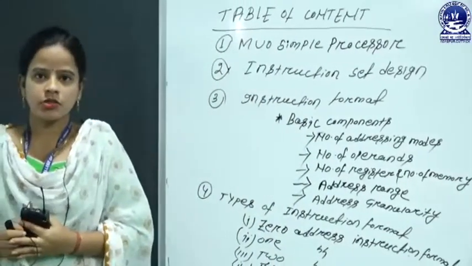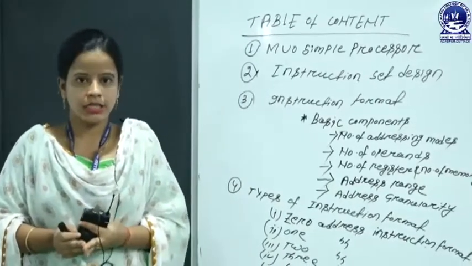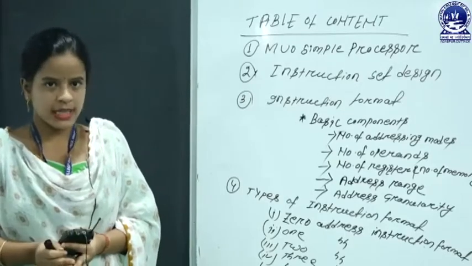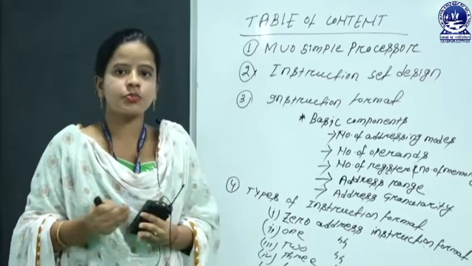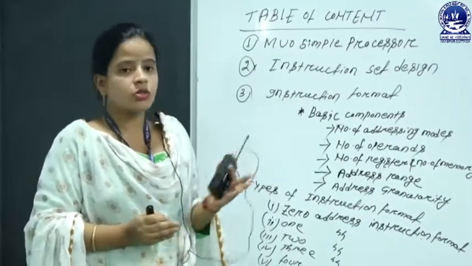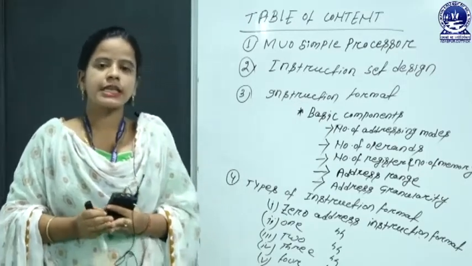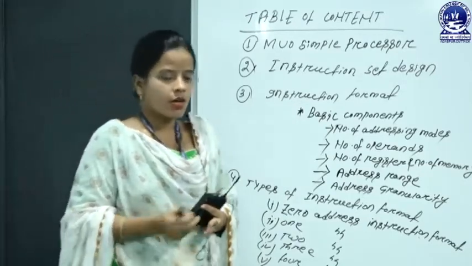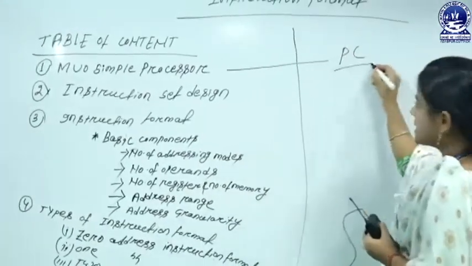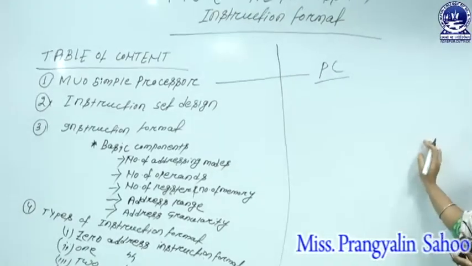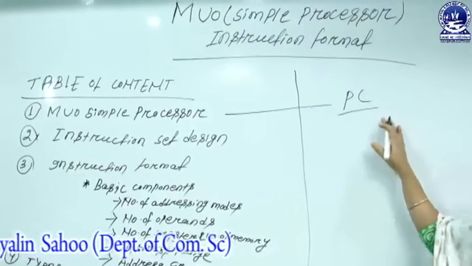Generally the MU0, Manchester University zeroth machine, is a type of 16-bit machine with a 12-bit address space, and I have already explained in a previous class what processors are. Generally the MU0 simple processor is built up using some basic components. And what are the components? The first component is your PC. PC means program counter, a type of register that holds the address of the current instruction.